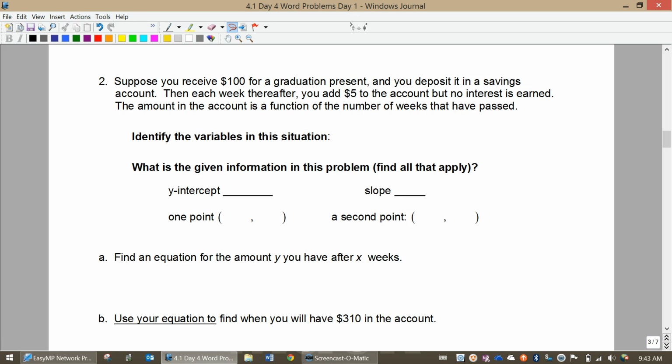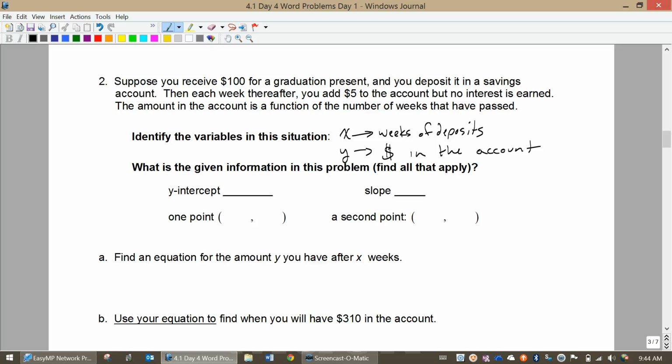$5, dollars, is one of the units, right? The weeks is going to be one of the other units or variables. $5 per week being your rate of change. So in terms of which one would be our X variable? Weeks, or time, being on the x-axis, being our independent variable. And our cost, or our dollars in the account, is our y variable.